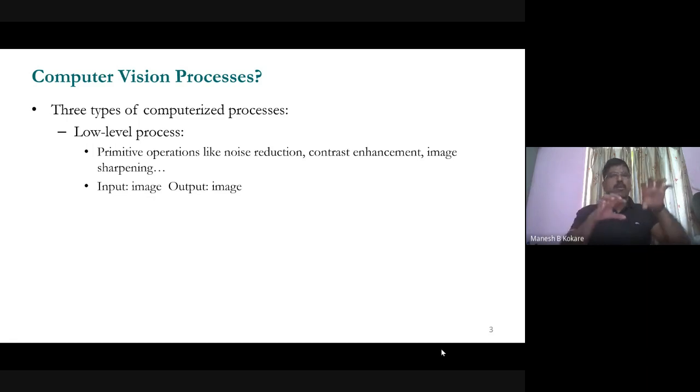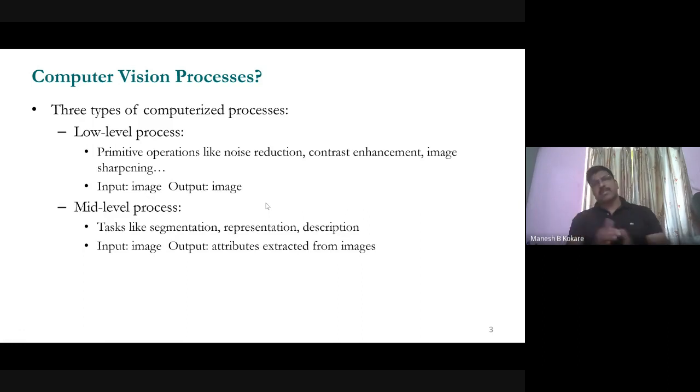So you are operating on the pixels in the case of low level image processing or low level computer vision, which is also called early computer vision. Here your input is an image and output is also an image.